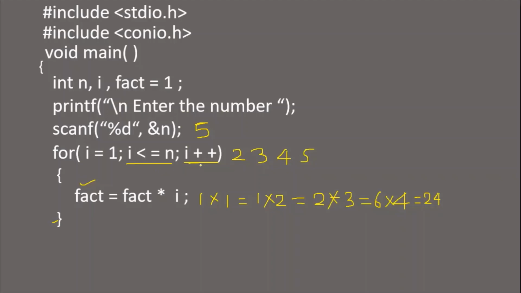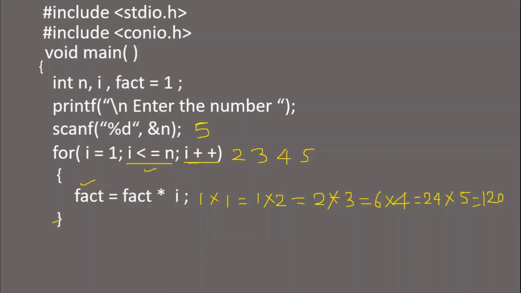And once the value is incremented, it will check the condition. Is the value of I, that is 5, less than or equal to 5? 5 is not less than 5, but 5 is equal to 5. So the condition is true one more time. The body of the for loop will get executed. That is, fact is multiplied by I. Fact is 24. The value of I is 5. So 24 into 5 comes to be 120. So the new value of fact is 120.